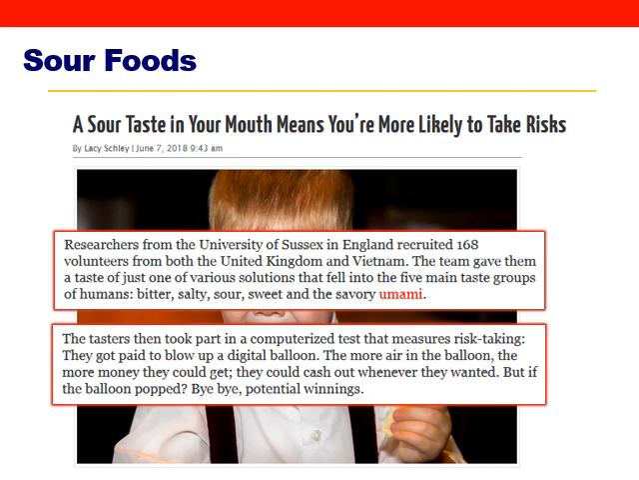In this game, they blow up a balloon on a computer screen by holding down the space bar. Holding down the space bar inflates the balloon, and the bigger they were able to inflate the balloon, the more money they would win. However, if they inflated the balloon too much, it would pop and they would win nothing. So their measure of risk-taking behavior was how much each participant was willing to inflate the balloon. What they found was that people who had previously eaten something that was sour were more likely to take risks, meaning they blew up the balloon more compared to the other 4 groups.